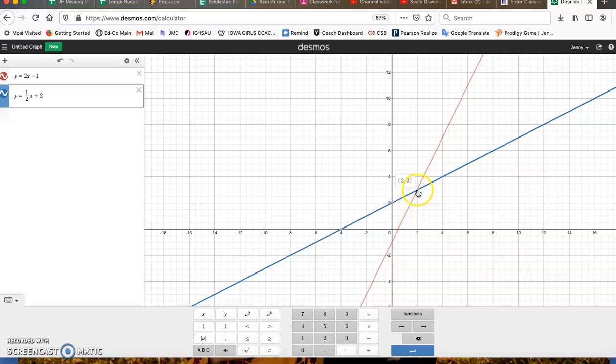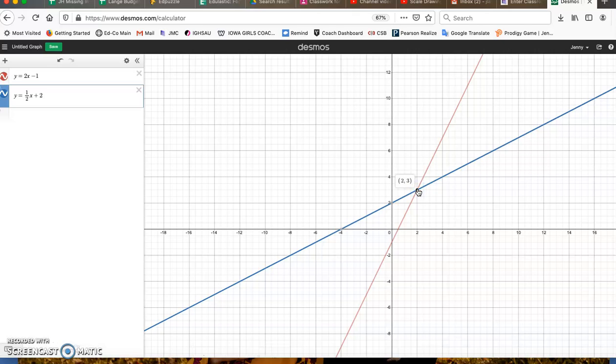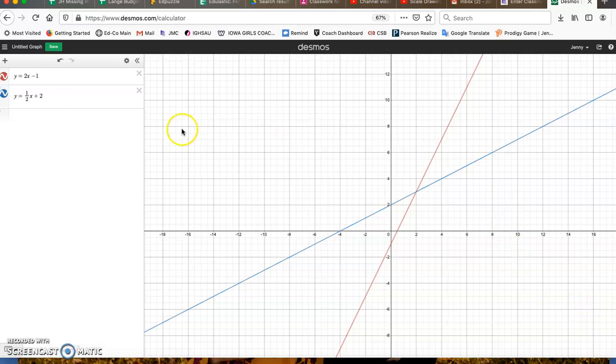And one of the things you're going to be doing this unit is graphing lines and finding their intersection point. And right there, Desmos gives it to us. These two lines are intersecting at the point 2, 3. Again, we can get y-intercepts and x-intercepts and all that good stuff that we need.